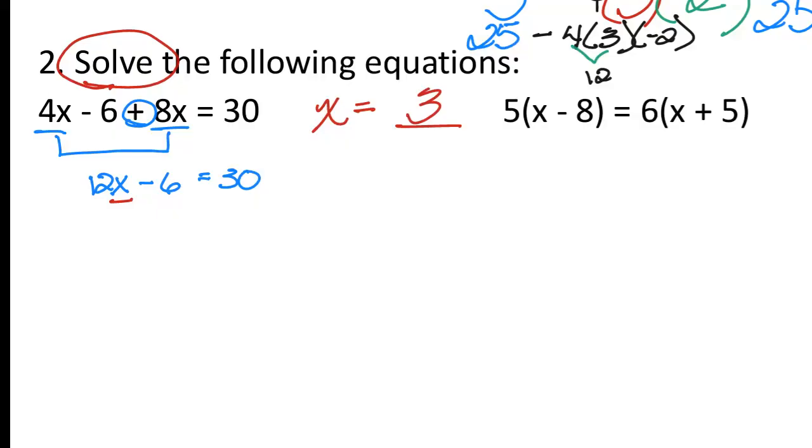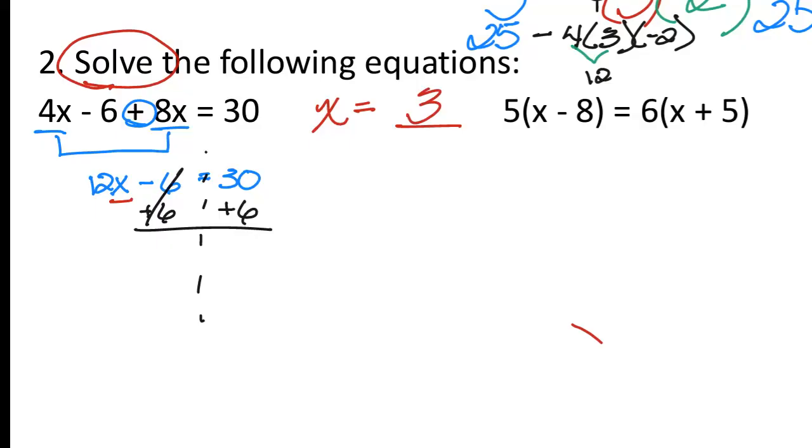Okay. All right, 12x minus 6 equals 30. I'm trying to solve for x. What would I do next? Sherlyn, what would I do? Add 6. Yes, plus 6. Add 6 to both sides. Make sure it is the other side of the equal sign.